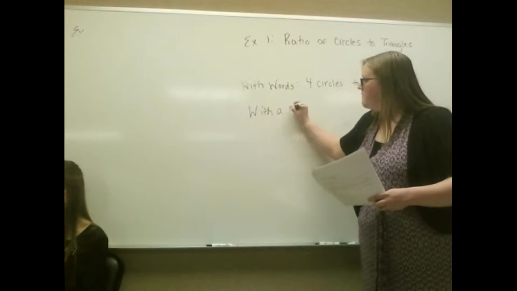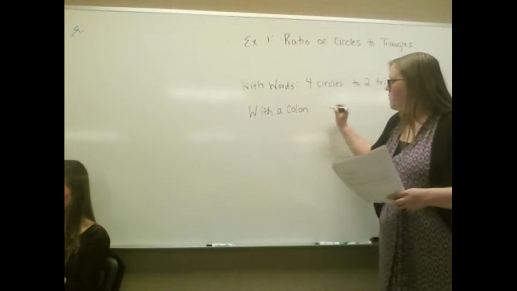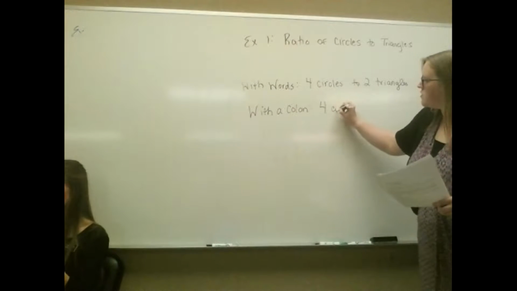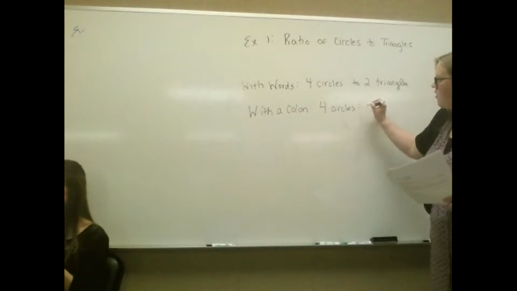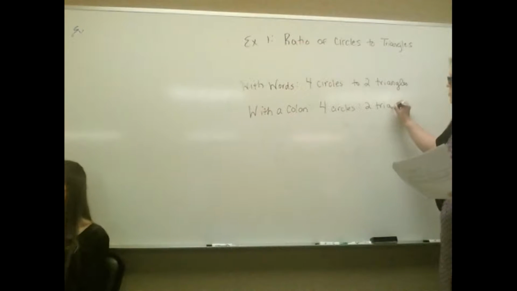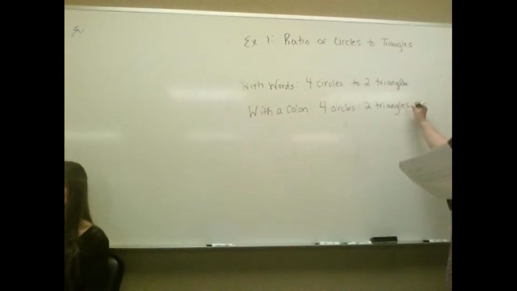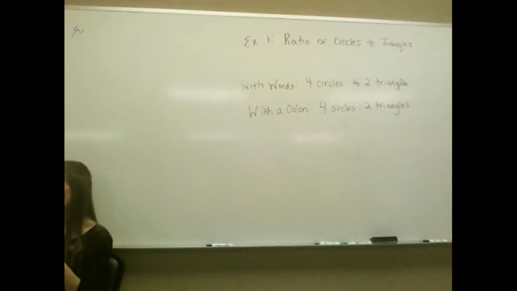With a colon, we have 4 circles, colon, 2 triangles. Regardless of how it's written, you still read it 4 circles to 2 triangles.